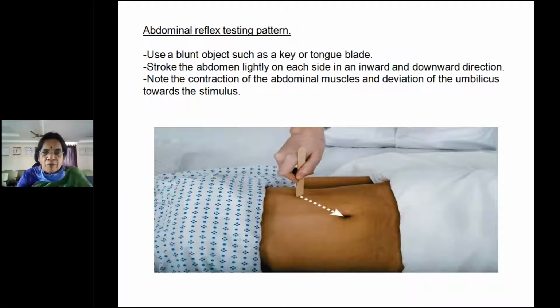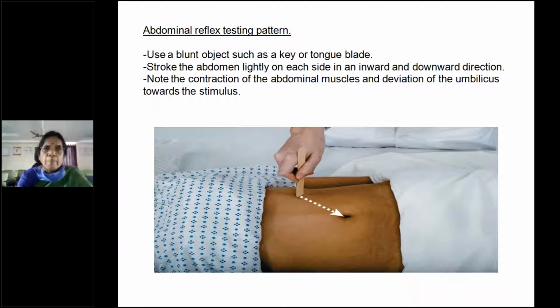So this video picture shows, you start from the periphery to the center. So you are testing the segments T8 and above the umbilicus, and then at the level of the umbilicus, that is T10, and below is T12. So you are examining from T8 to T12. You have to start from the periphery to the center. So this is the lower abdominal reflex. At the umbilicus you get the middle, and then above you get from the 8th segment. So you can draw it like this, and then you see the response, the contraction of the abdominal muscles.